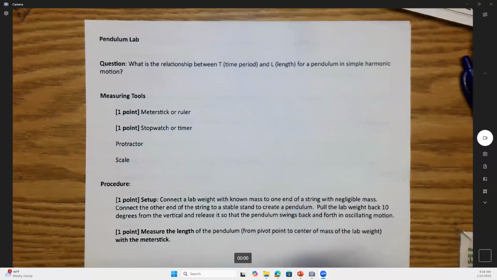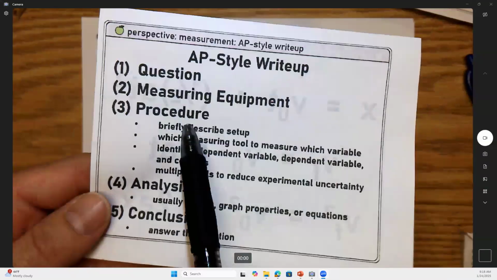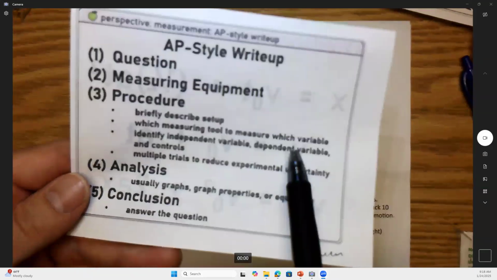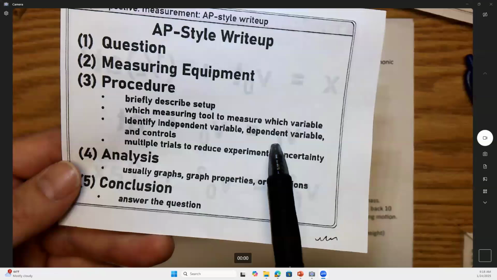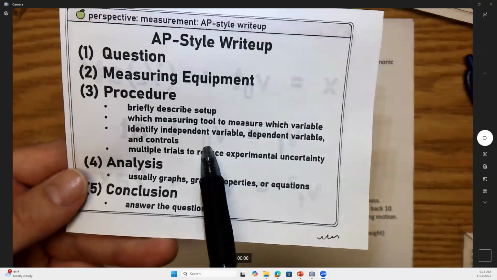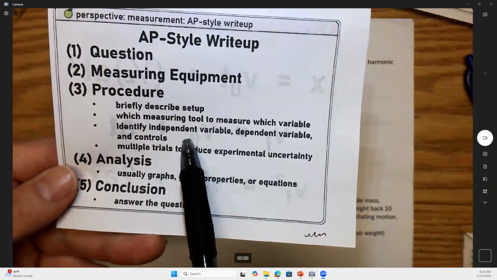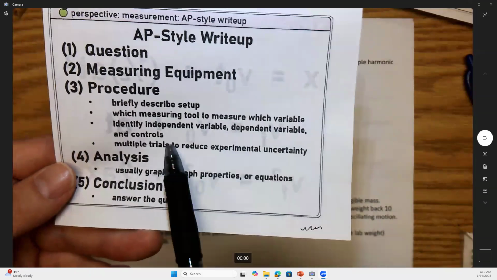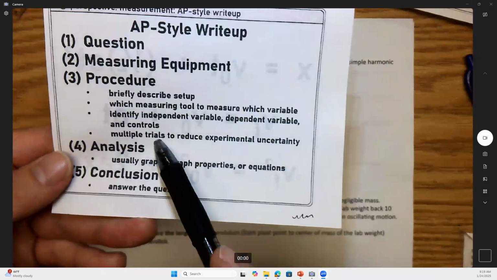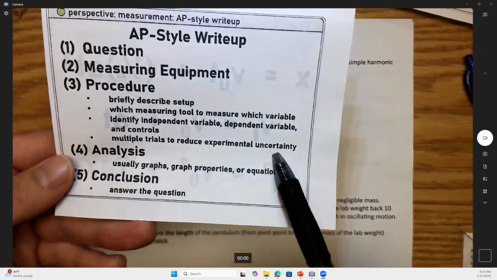All right, procedure. Now there's a lot going on with the procedure. So big picture, briefly describe the setup. What measuring tool to measure which variable. AP's always looking for these things. And they're going to ask you to do a lab write-up. Probably a good idea to identify your independent variable, dependent variable, and what you're controlling. That's good communication. And this is always a point: multiple trials to reduce experimental uncertainty. You guys remember all this?